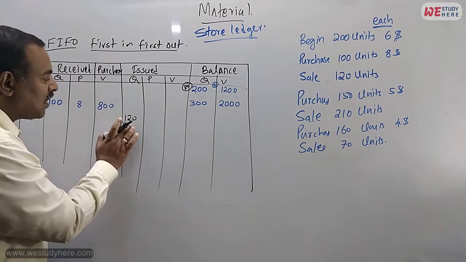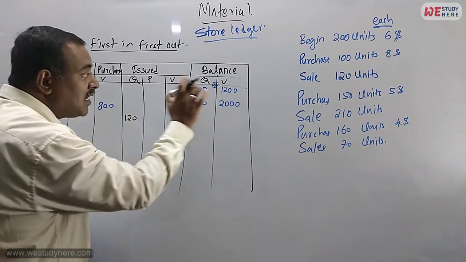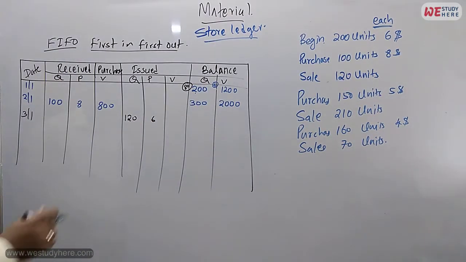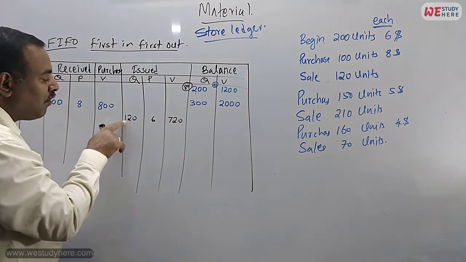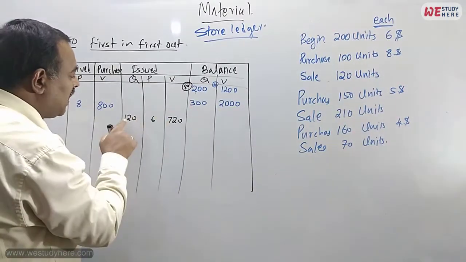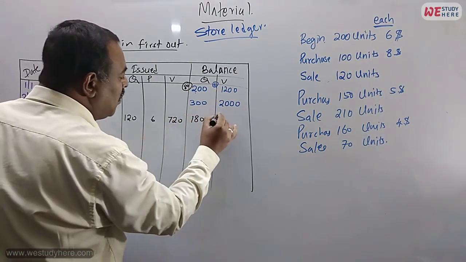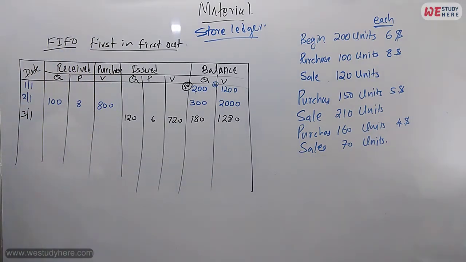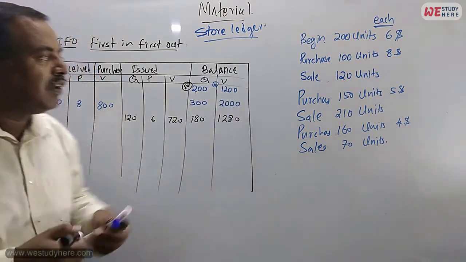Okay. Which price are we going to issue it at? The same price at which we purchased it, $6. Now 120 multiplied by 6, 720. Now what happened? If we issue this, your inventory will go down. Here we subtract: 300 minus 120, 180. 2,000 minus 720, 1,280. Okay, right. Now here we have only 80, not 200 units. Clear? Okay, next we are purchasing 150 units at $5.